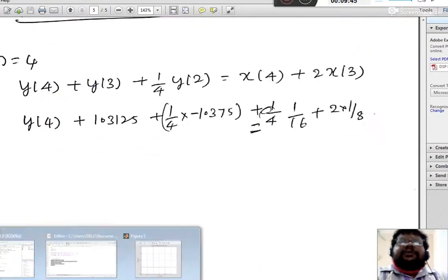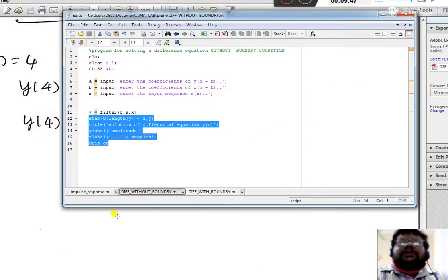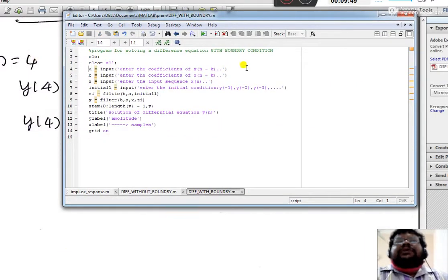And again coming to the MATLAB code, here we have written the program with different boundary conditions. See here, first it will ask to enter the coefficients of y of n, the coefficients of x of n, and next the input sequence. Another extra is the initial condition. Here I am taking the input in the variable initial one: enter the initial conditions y of minus 1, y of minus 2, y of minus 3 and so on.